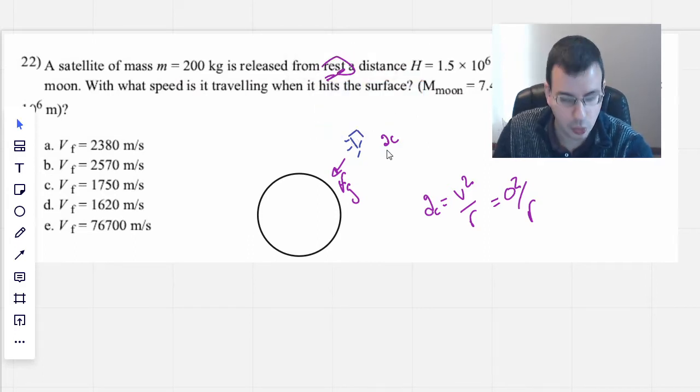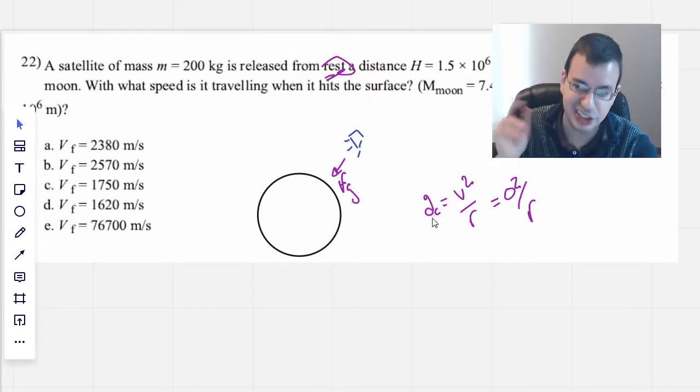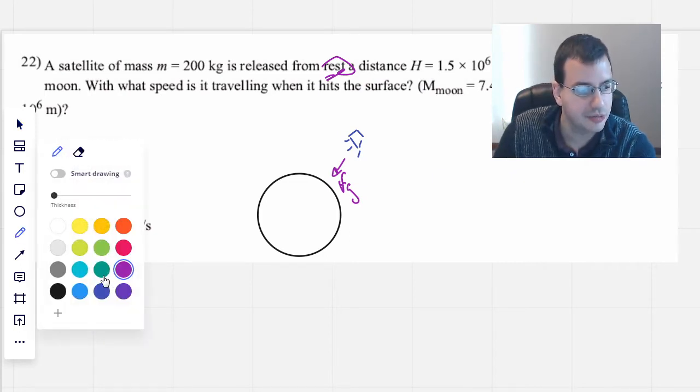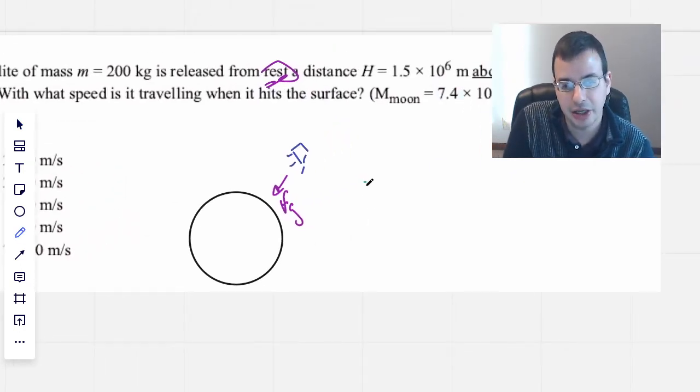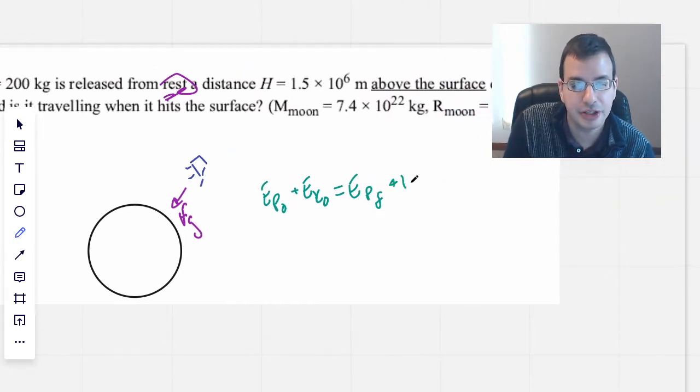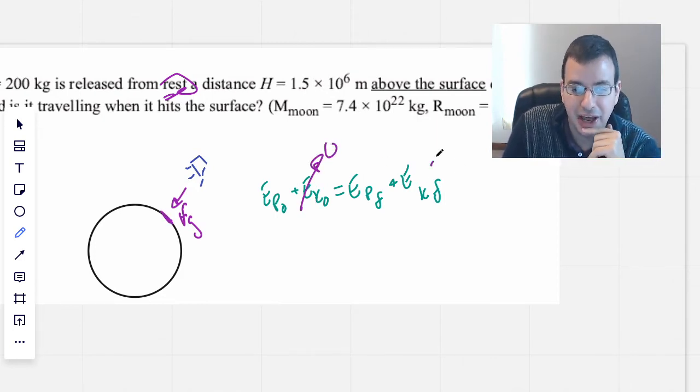And so we want to find out how fast it's traveling when it hits the surface of the moon. The way we're going to do that is just an energy balance. So your thought process should be, all right, energy potential initial plus energy kinetic initial equals energy potential final plus energy kinetic final. It's going to have some initial potential energy due to its height, but it's going to start from rest, so the initial kinetic energy will be 0. We're going to say the surface isn't 0, and then it's going to have some kinetic energy.